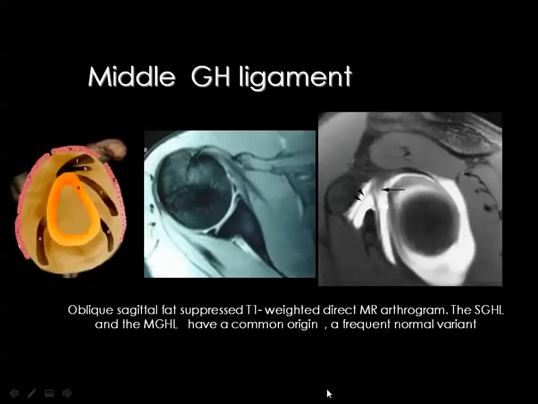Then if you want to see the full course of the middle glenohumeral ligament, you should inject contrast and have sagittal images. And this is the sagittal MR arthrography of the shoulder, showing the three ligaments. This is the inferior glenohumeral ligament, and this is the middle glenohumeral ligament, which is present between the subscapularis and the anterior labrum. And here you can see this fine structure, which is the superior glenohumeral ligament.